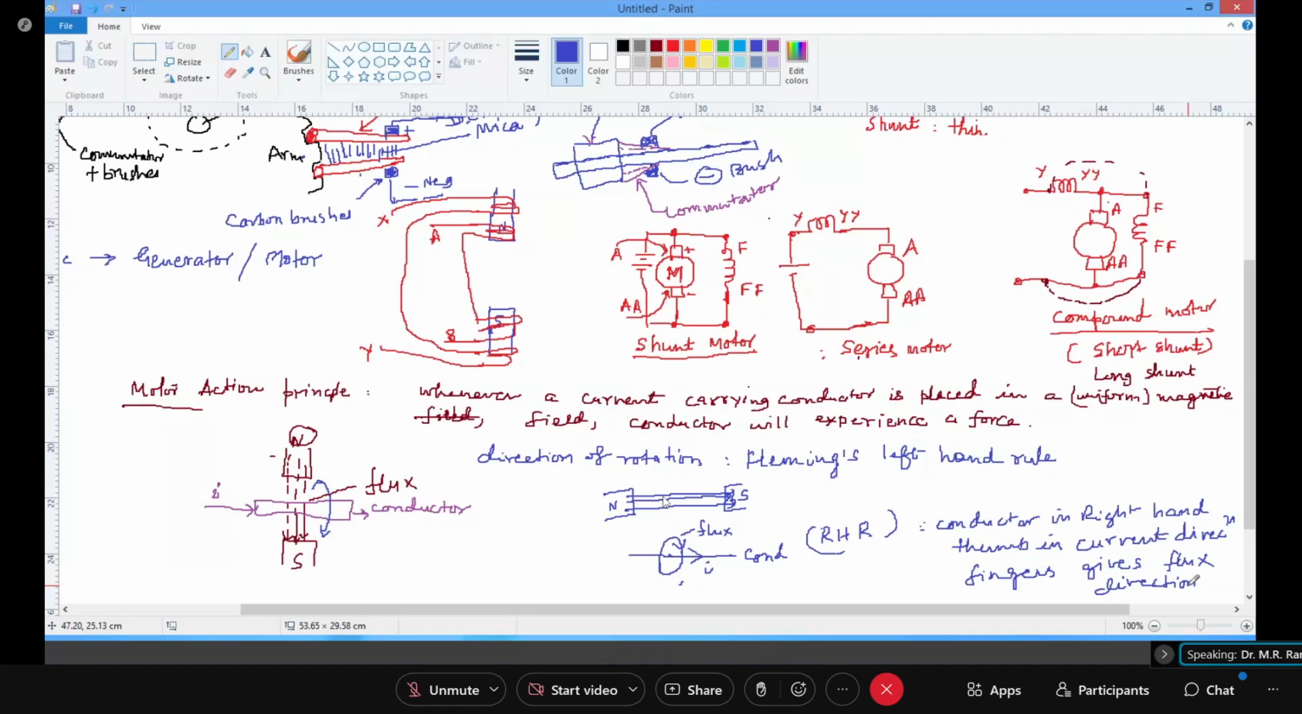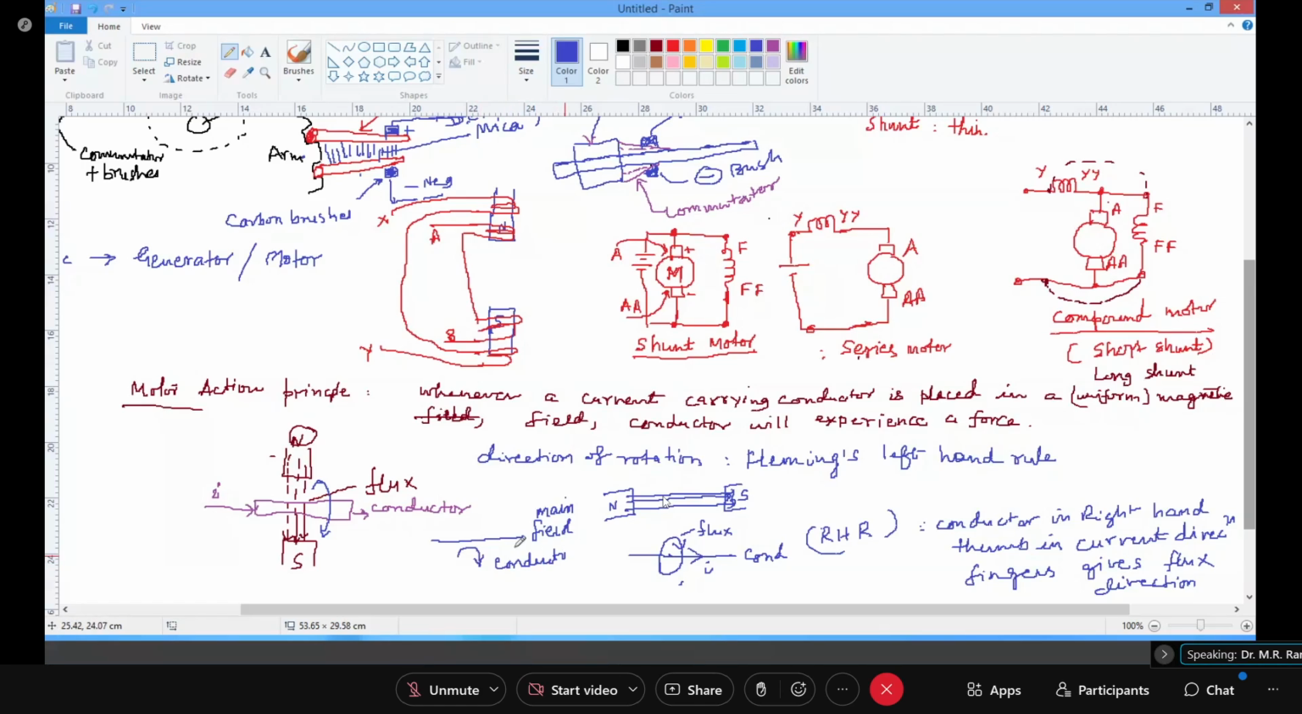Clear? So this is there. Now in actual systems, current is flowing through the conductor as well as flux exists. So initially the main field was like this. Main field. And now the current field, that is conductor field, exists.